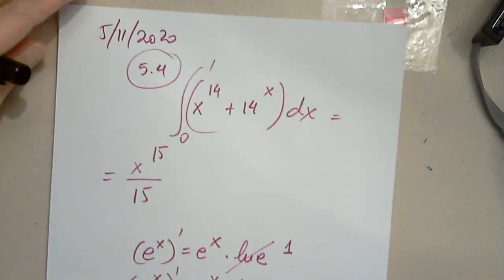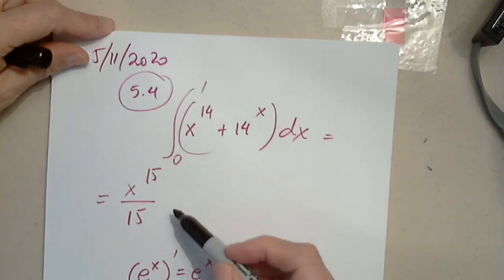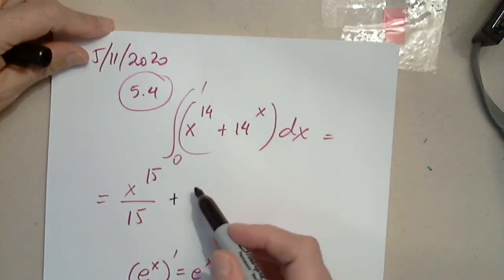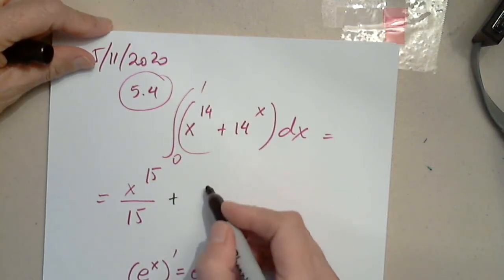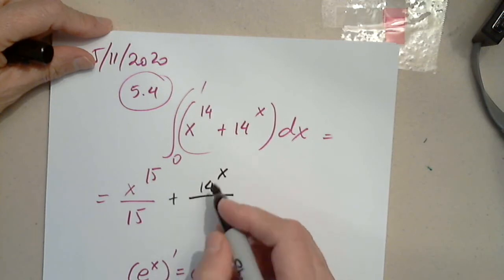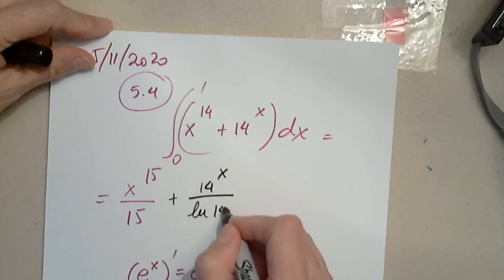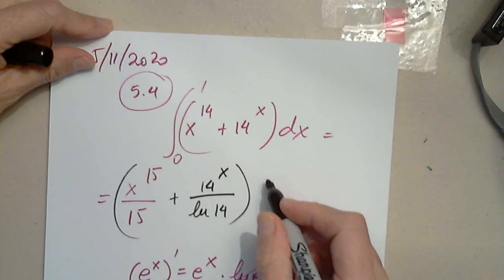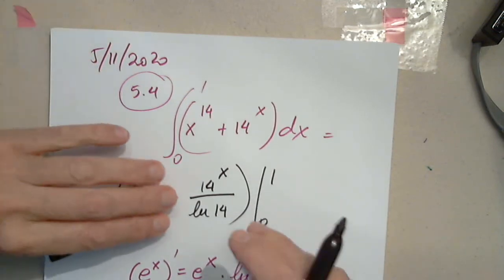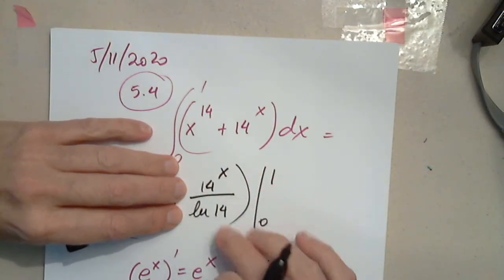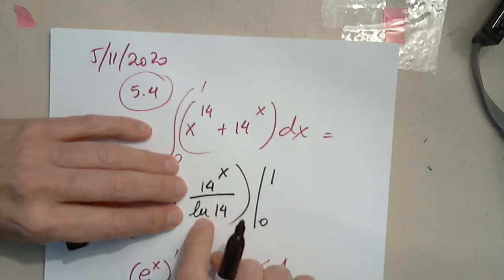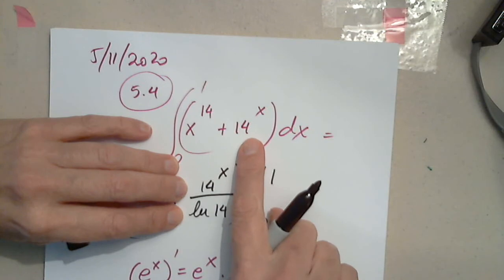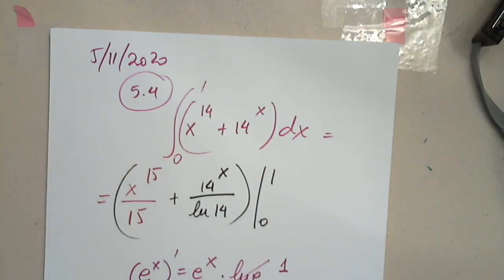So when I integrate e to the x, I would have had plus e to the x, done. But here I have a to the x, which is 14 to the x, everything divided by natural log 14, from 0 to 1. When I differentiate this, I get 14 to the x times natural log 14, which will simplify, and I get 14 to the x. Is that somewhat better?